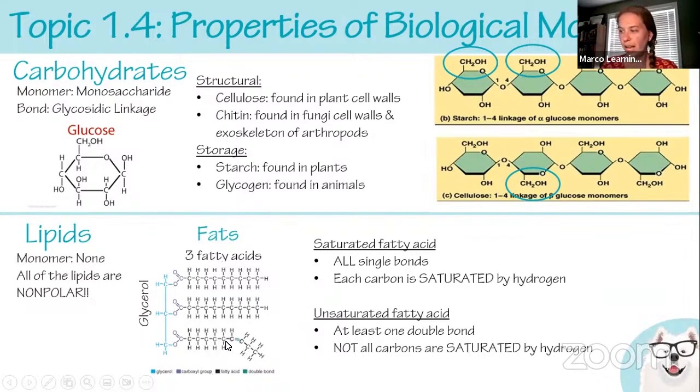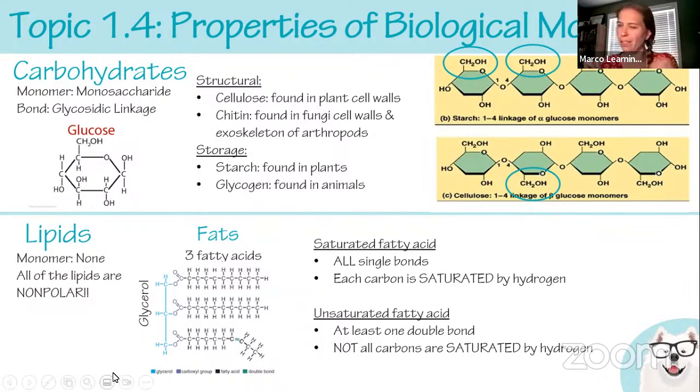Versus an unsaturated fatty acid is going to have at least 1 double bond. So if you look here, you see that there's a double bond in the structure. And that double bond causes there to not be 2 hydrogens on this carbon. So every single carbon is not fully saturated, so we call it unsaturated. Notice here that it creates this kink. Because of that kink, these two fatty acids can't bond together really closely. And that'll be important when we get into our phospholipids.